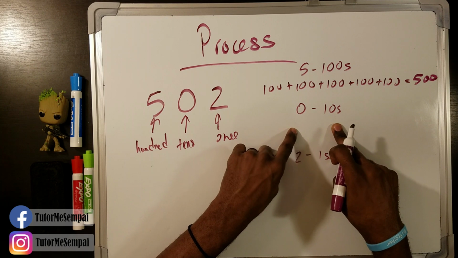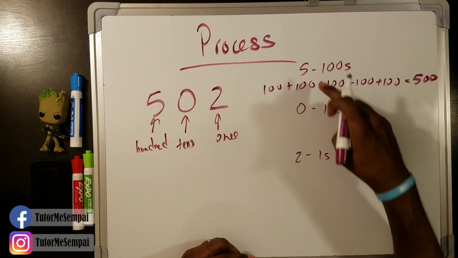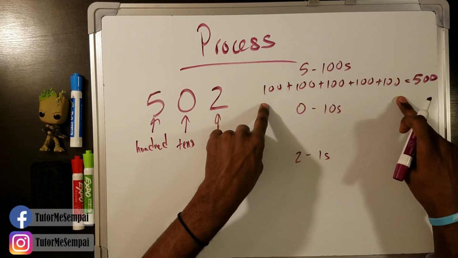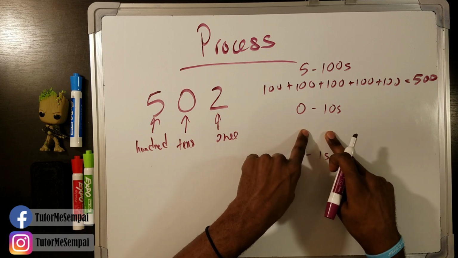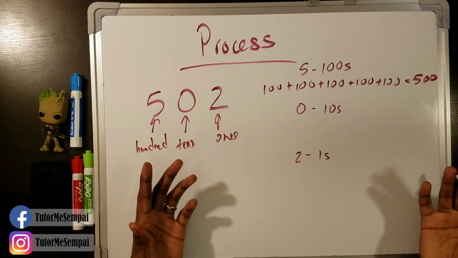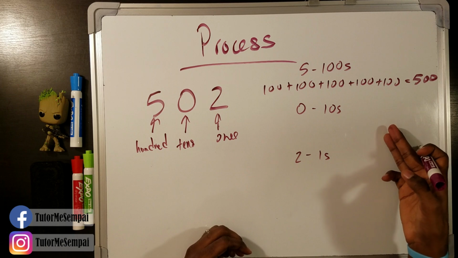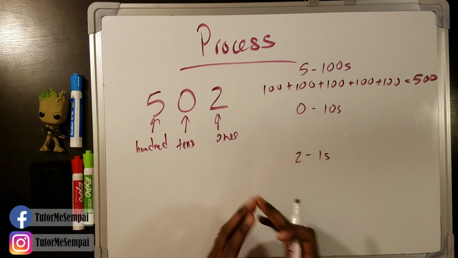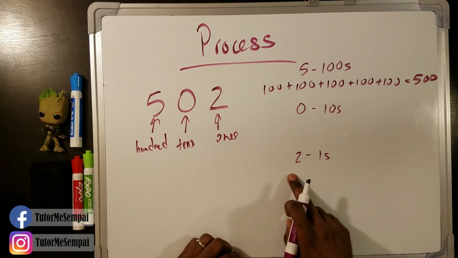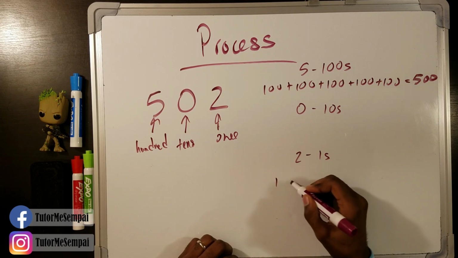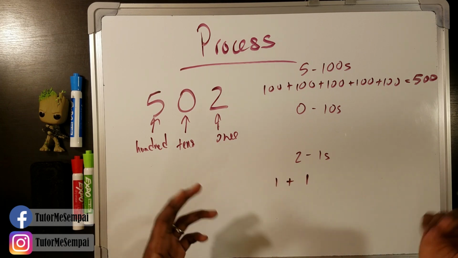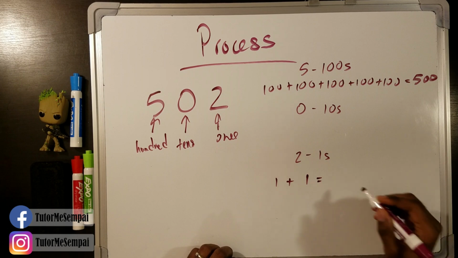0 tens. Well, what do we write there? Well, if that's 5 hundreds and we wrote it out 5 times, how many times are you going to write the 10? 0 times. We don't write anything here because we have no tens. How about the ones? How many ones do we have? We have 2 ones, so we can just write them out like that. We're going to add these up anyway, so let's write them out like that.